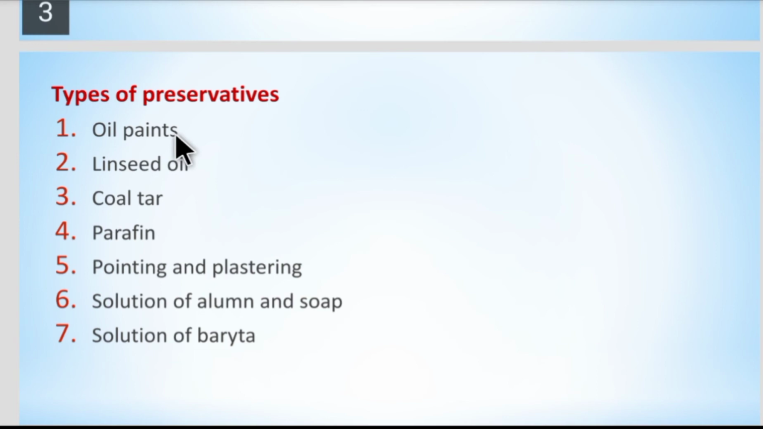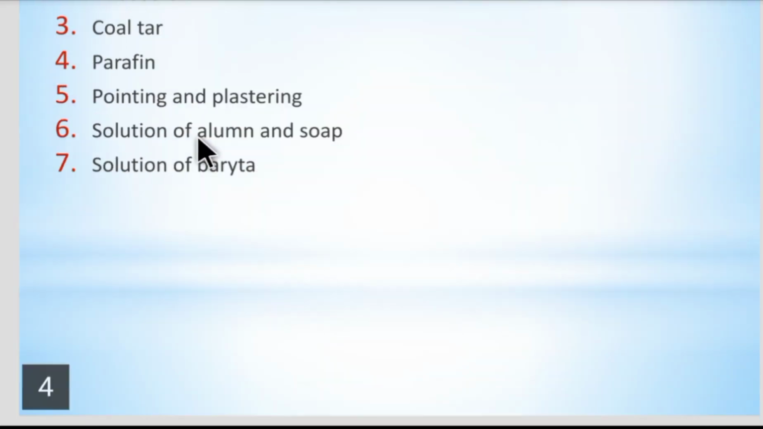Okay, oil paints. You normally see these in painting. We will paint the wall by using the paints. These paints will act as the preservatives. These paints will protect the stone from getting damaged. These paints will prevent moisture, or prevent the natural agencies from affecting the stone surface. So oil paints are used as preservatives.